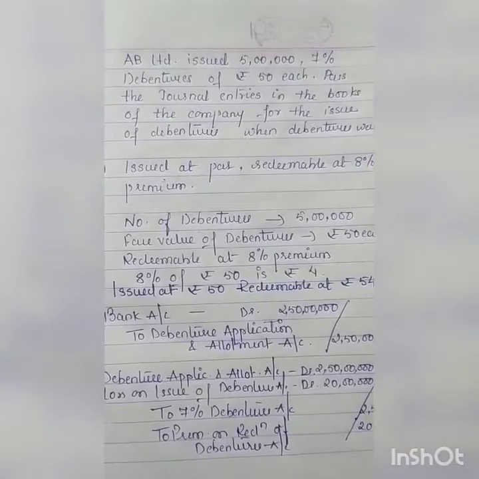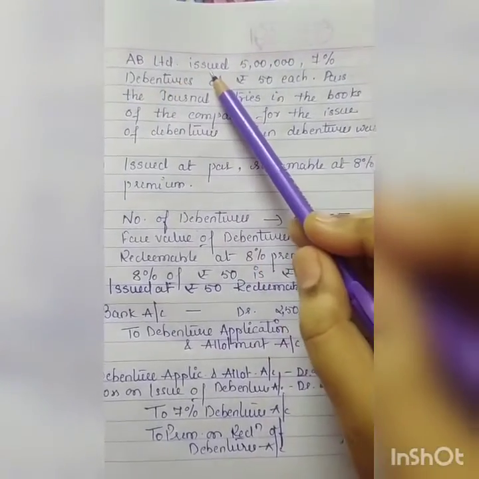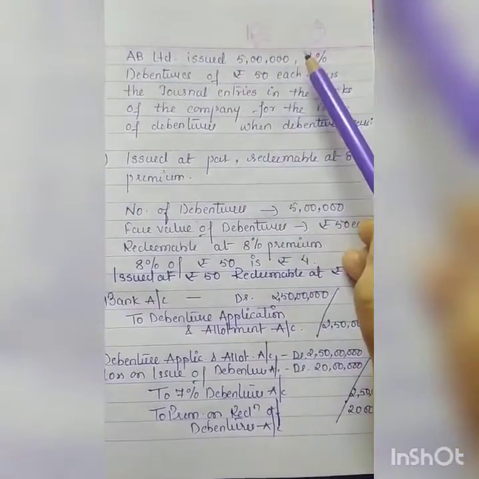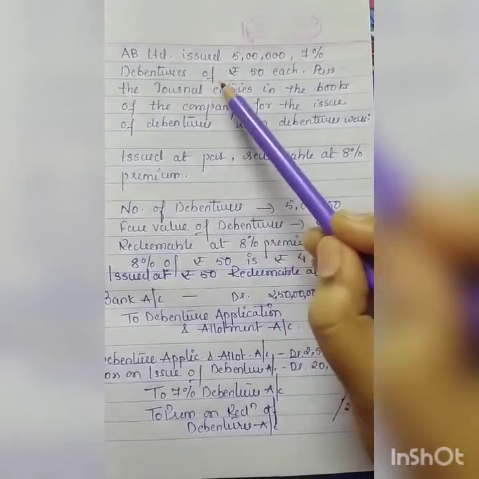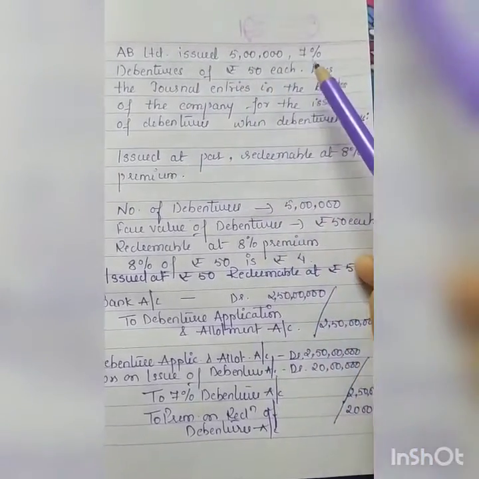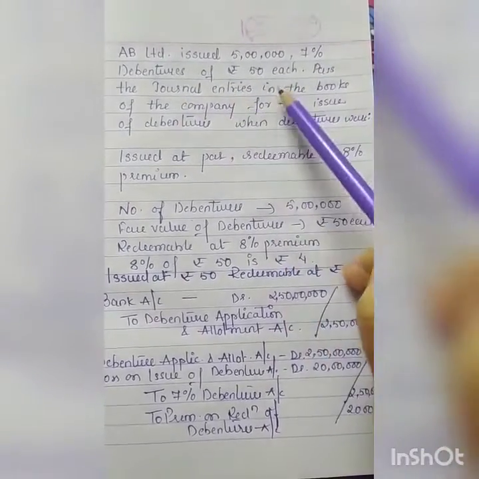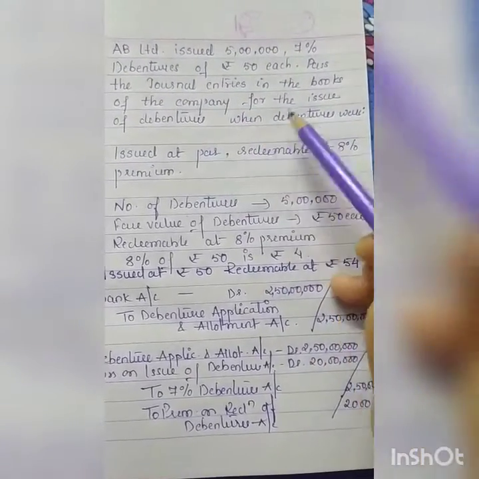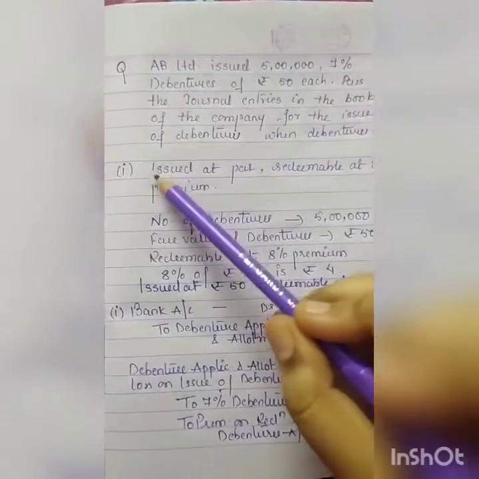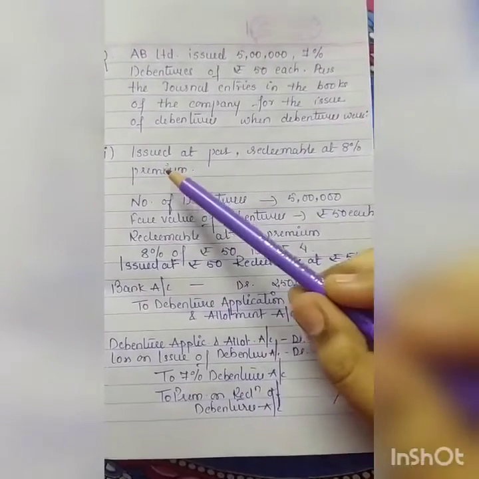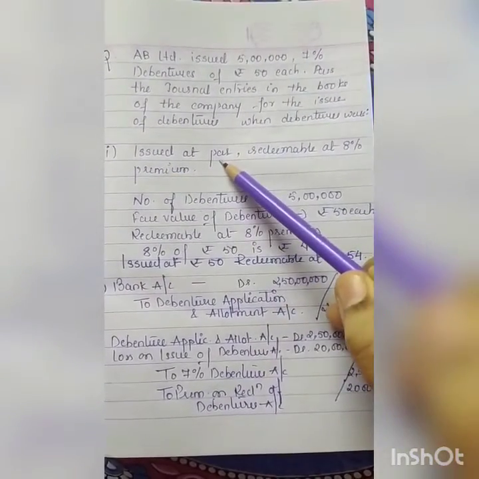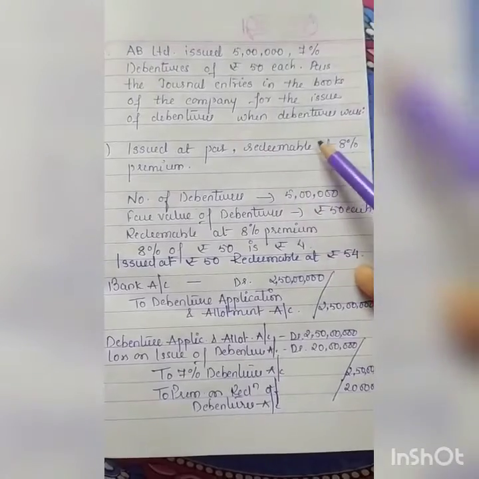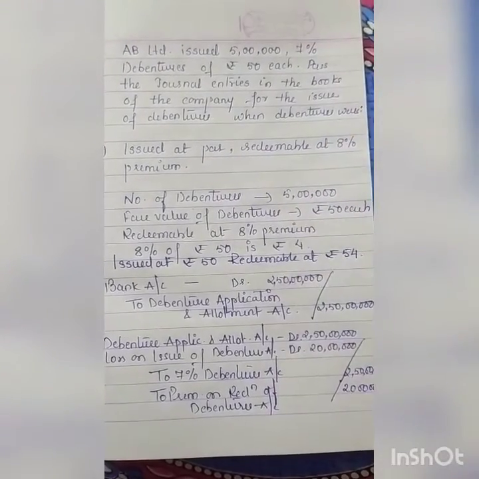Here is the question. AB Limited issued 5 lakh 7% debentures of rupees 50 each. Pass the journal entries in the books of the company for the issue of debentures when debentures were: Here the first case is issued at par, redeemable at 8% premium.